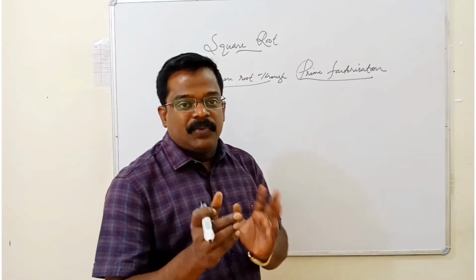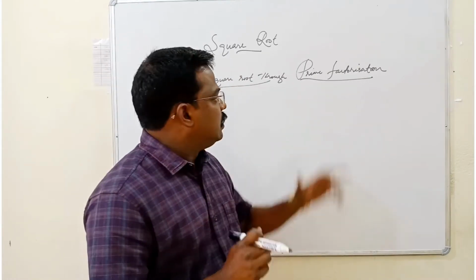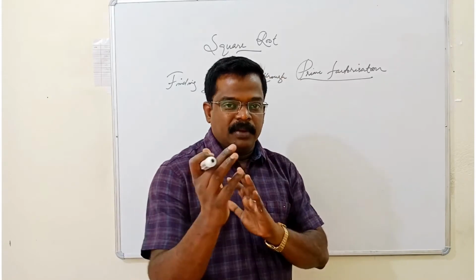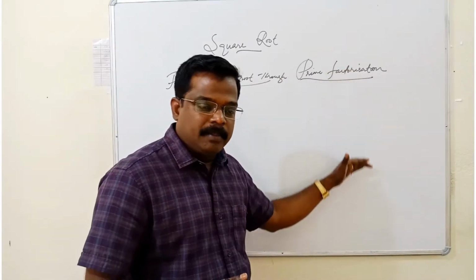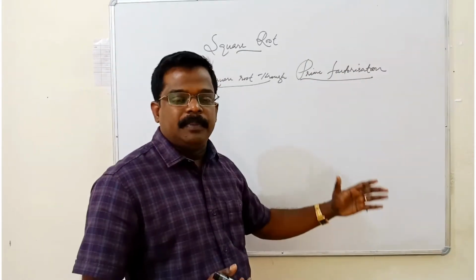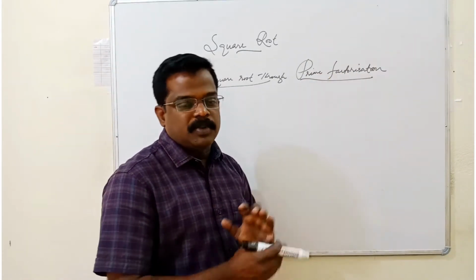So our next method for finding square root is prime factorization. We know that with repeated subtraction, subtracting odd numbers from the number, if it is a bigger number, it will take too much time to solve that.